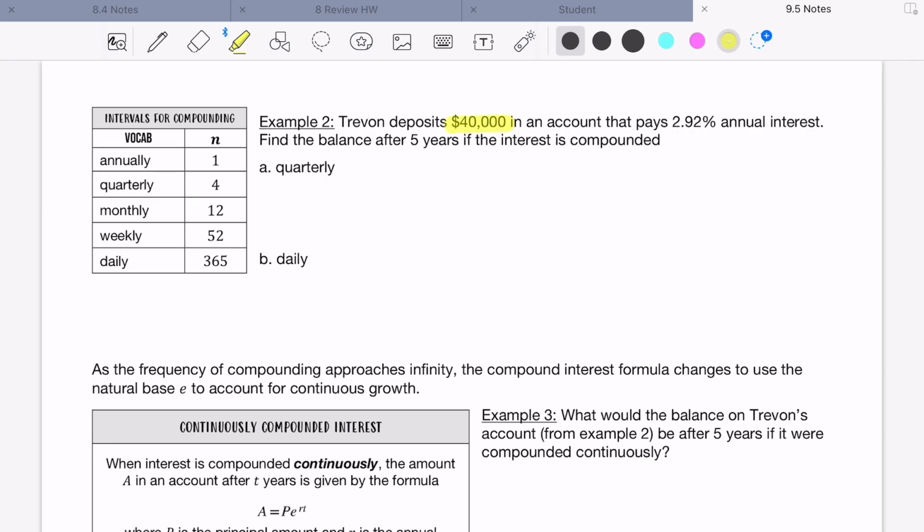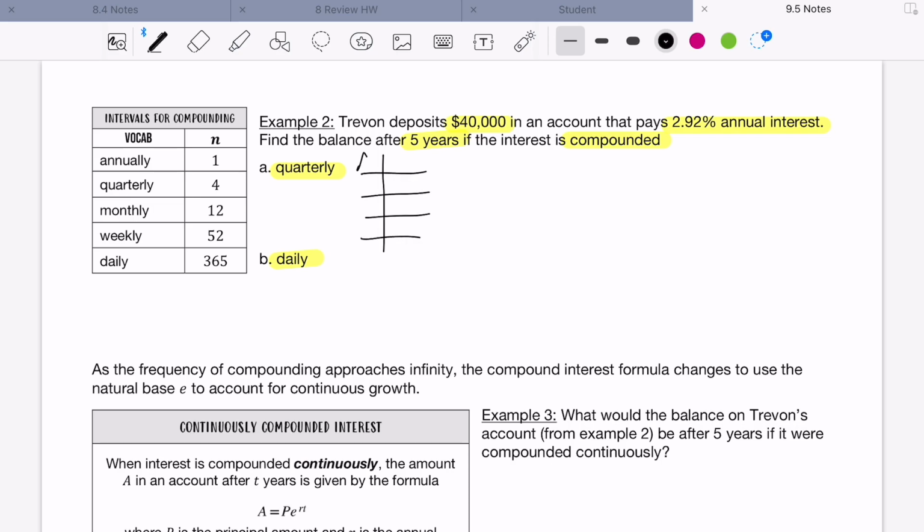Trevor deposits $40,000 into an account that pays 2.9% annual interest. Find the balance after 5 years if it's compounded and not simple interest. So we are going to see quarterly and then daily. And you can see the vocab that I already gave you is on the left-hand side right there. So for this one, we are just going to use our formula.